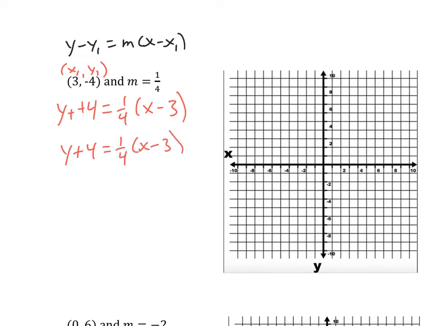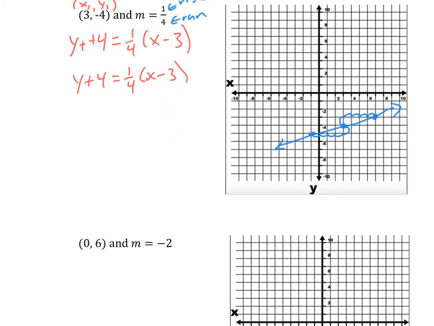And if we want to graph over here, we'll start at our point. So go to (3, -4). Our slope is 1 over 4. Again, that's rise over run. So we're going to go up 1, and then we're going to go over 4 to the right. This would make a positive slope, so we know that that is correct. We could also go down 1 and to the left 4. Our line is not very steep there, but that would be the equation of our line here.